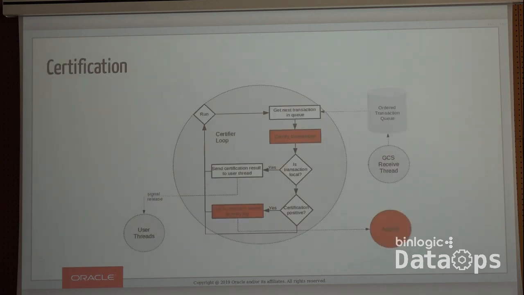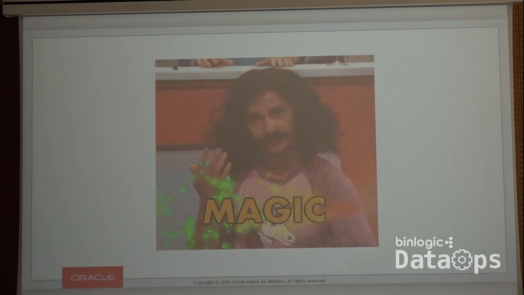So this is the certification. I won't go into details on this right now. You will have the slides, but this is how it works. It's always a loop, to see: okay, do we have something to certify? Yes. Is it local or not? Do I need to roll back? All that kind of stuff is done in certification.